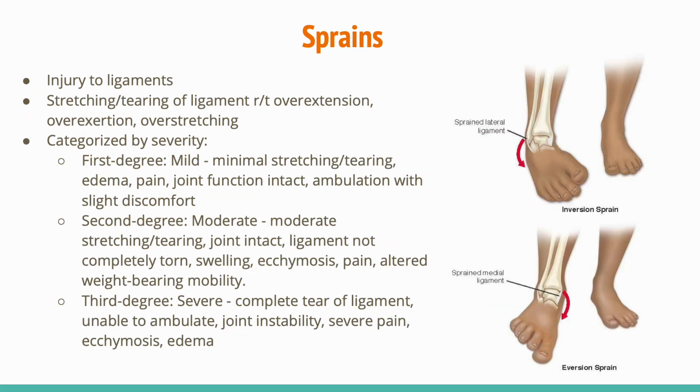So now let's compare strains with sprains, right? Sometimes we confuse these two injuries, but the difference is quite simple. Strains involve muscles and tendons. Sprains involve ligaments, right? Strains, tendons. Sprains, ligaments. Ligaments connect bone to bone and provide stability to the joints. When excessive force causes a joint to twist beyond its normal range of motion, the ligaments stretch or tear.